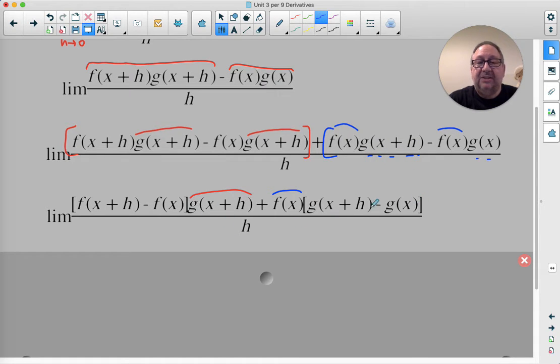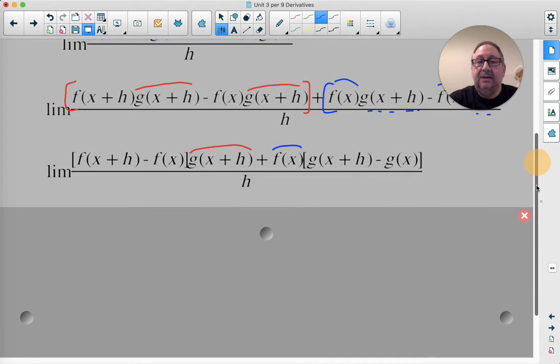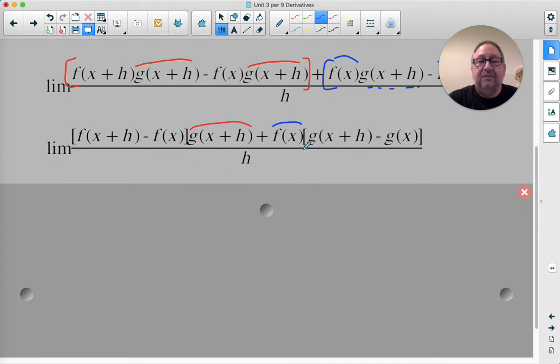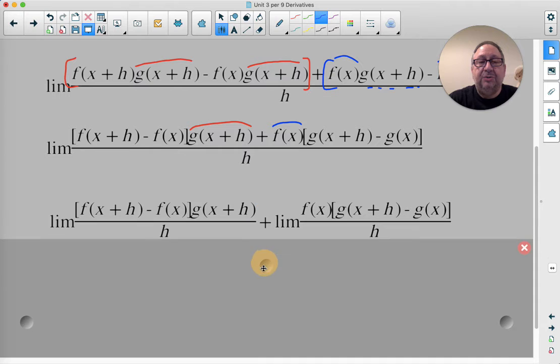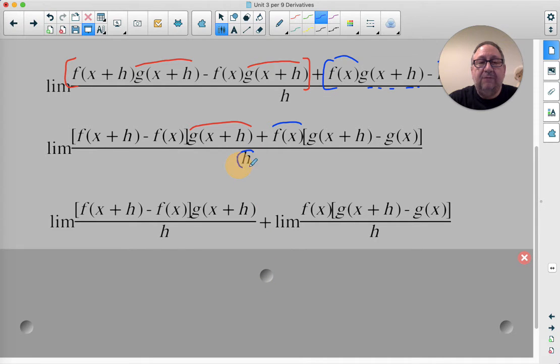Now some of you might start to see where this is headed. I'm going to take this very long limit and break it up into two separate limits. All of them are over h. So I take the first piece of this, f of x plus h minus f of x times the g, and the second half is the f of x with the g pieces.